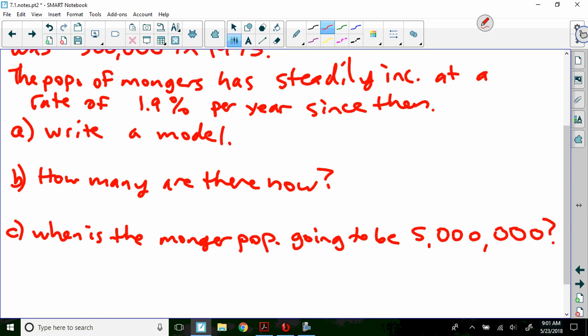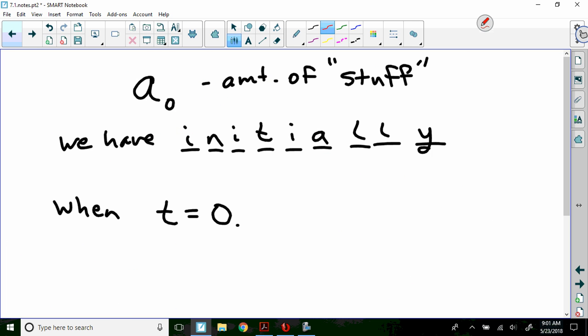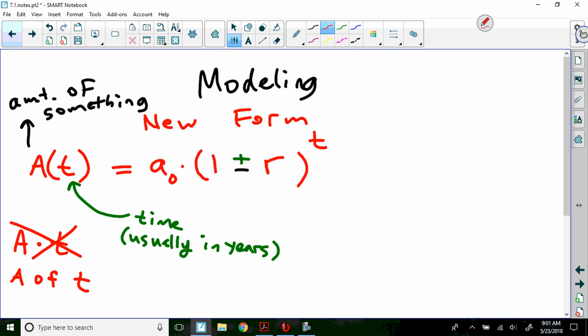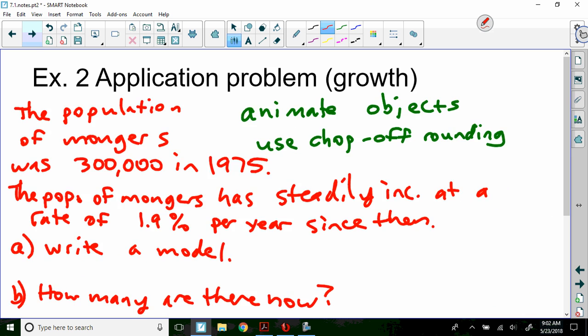All right, so when we want to write a model, we could look at the forms, but the second form I gave you, that's the one we're going to use here. This A of t equals A sub 0 times 1 plus r to the t. When we're talking about growth, we're going to use 1 plus r. We're talking about these mongers increasing steadily in number. So we're going to use this form. So we'll go ahead and write A of t, the amount of mongers after so many years, is going to equal.